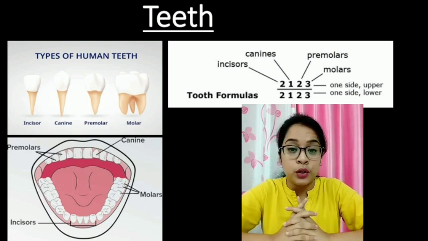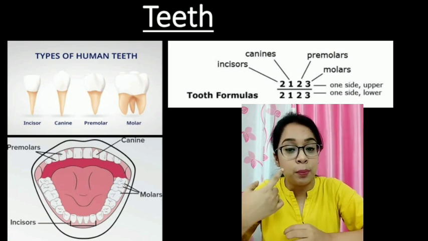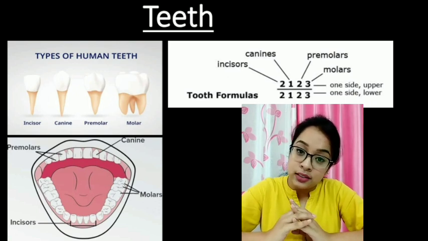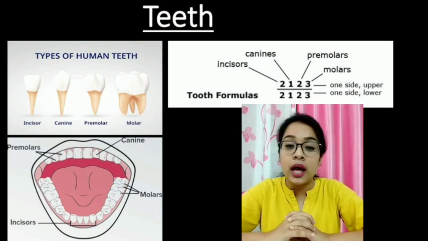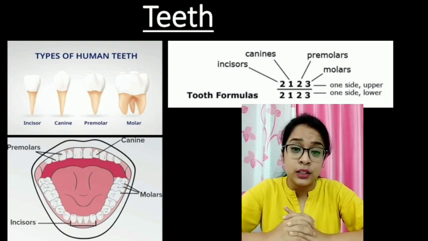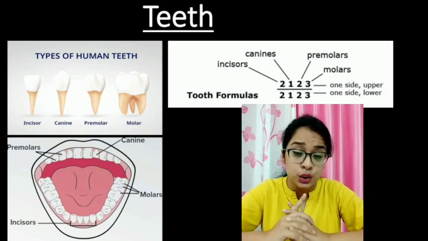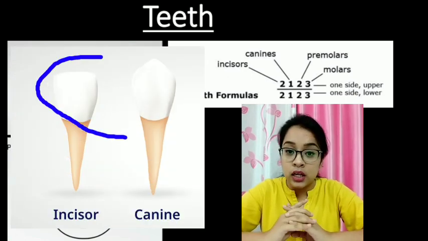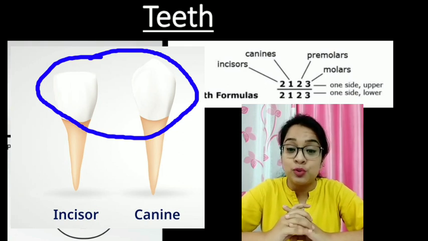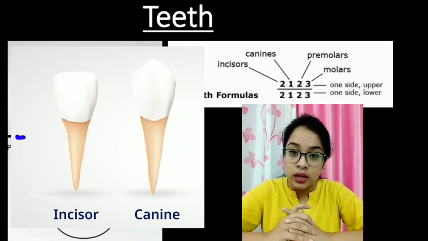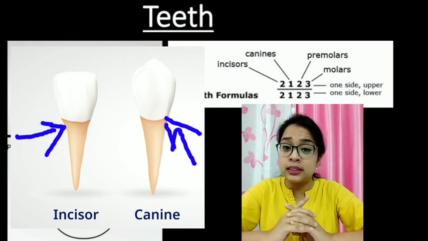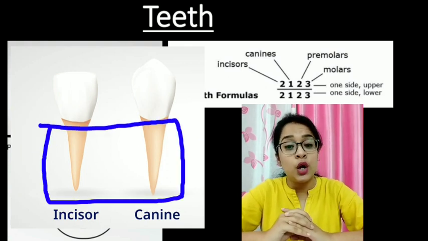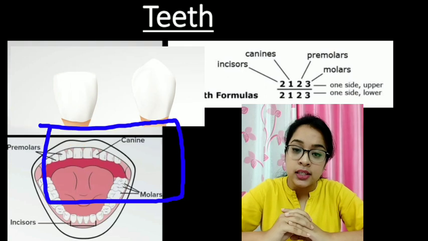You have two jaws, the lower jaw and the upper jaw. You have four different types of teeth. They are incisors, canine, premolar and molar. If you see in the figure, a single tooth can be divided into three parts. The upper part, the white part which is visible, is known as the crown. The middle part is the neck. And the lower part is called the root, which is present inside the gums.